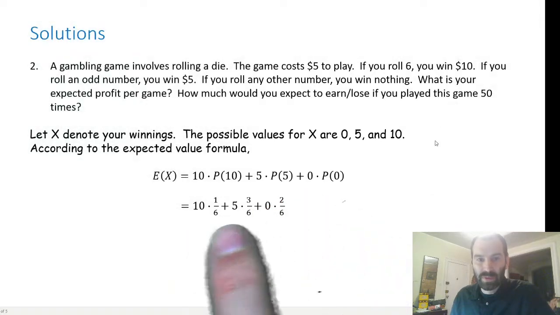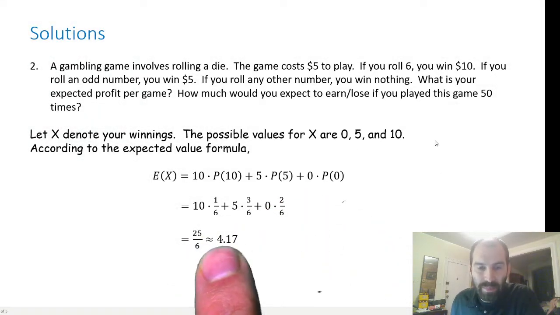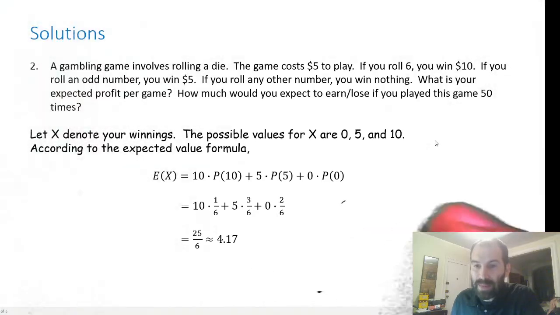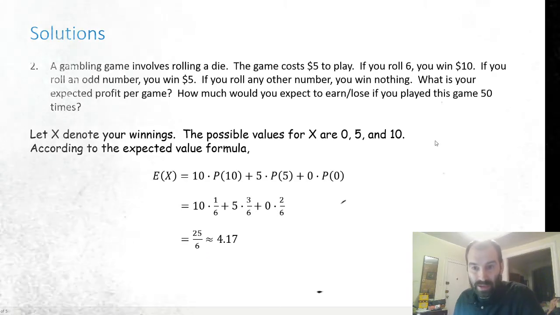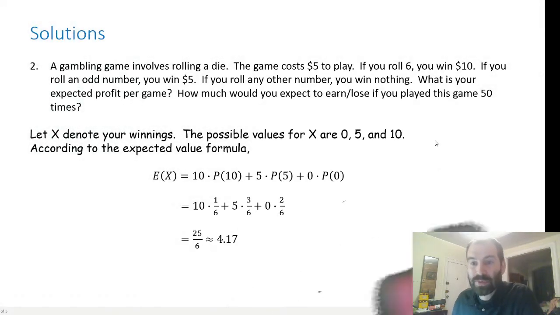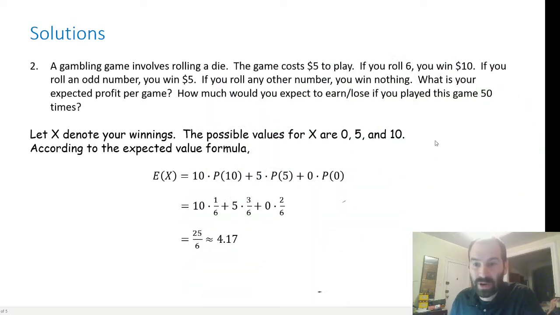I'll just do the math here. And when I add these up, 25/6 or 4.17. So on average, if I played this game many times, I will on average win about $4.17. Does that mean that's what I'll win every time? Absolutely not. Sometimes I'll win $10. Sometimes I'll win 0. But on average, I'll win this amount. All right?